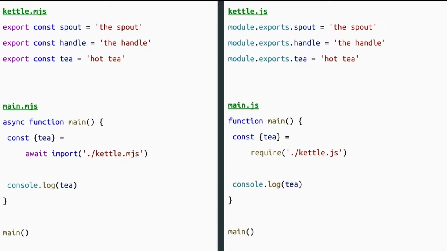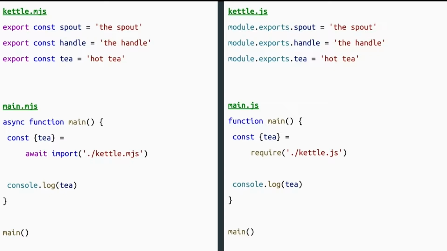Import can accept a string, a dynamic string, so I can build it from variables or whatever, and it returns the imports. But because ESM can be asynchronous, it returns a promise for the module. So I do an await. I get the promise, I do an await, get back the imports. So this is how I do dynamic imports in ESM. It has to be asynchronous.